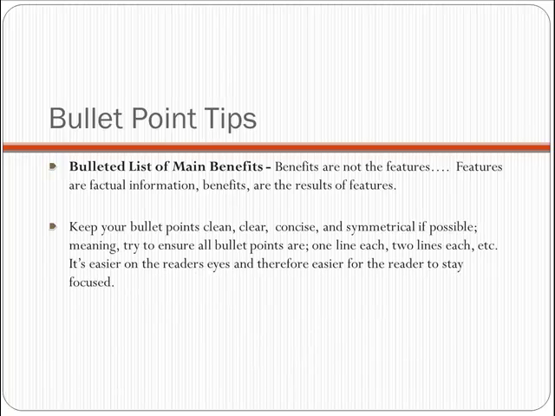Keep your bullet points clean, clear, concise, and symmetrical if possible, meaning try to ensure that all your bullet points are one line each or two lines each, etc. Up here where we're talking about the bullets, we've got them on two lines. So if your next bullet point is on two lines, your next one down would be two lines or three lines or one line, whatever. Try to keep them symmetrical, but make them nice and clean and clear, right to the point. It's easier on the reader's eyes, and therefore easier for the reader to stay focused, and you want them to be able to read it very easily.